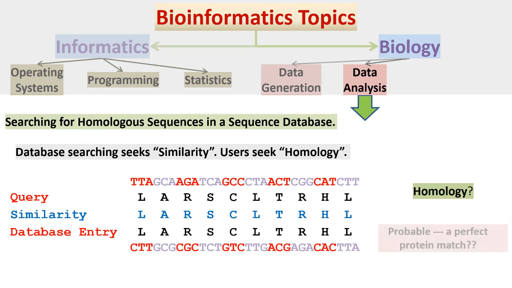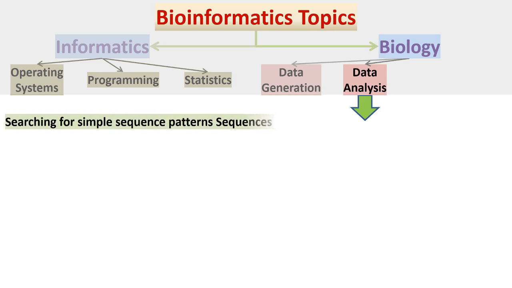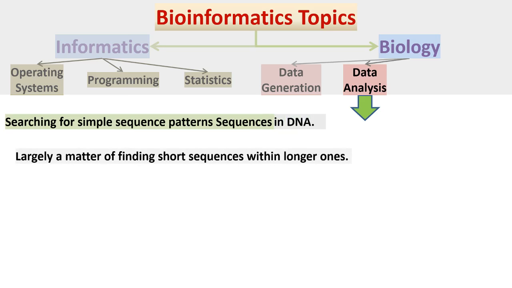When dealing with coding DNA, it always makes sense to translate and then align at the amino acid level. Protein sequences represent so much more information than do DNA sequences. Searching for simple patterns in either DNA or protein sequences is another common use of bioinformatics. For DNA sequences, the implementation of such searches is computationally trivial. It is a matter of finding matches to short strings of characters within larger strings.